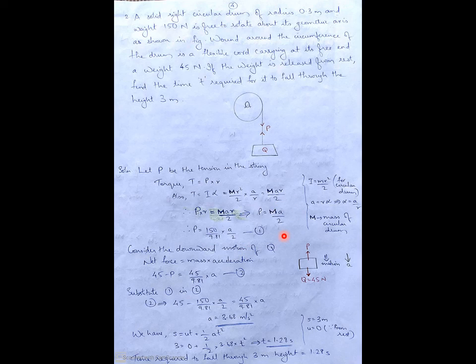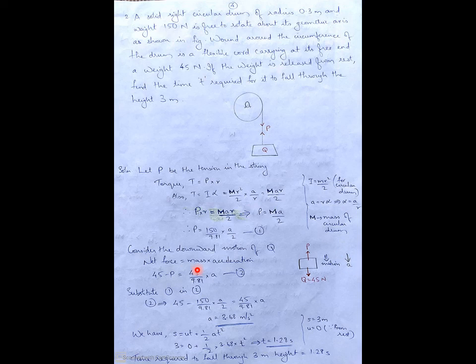Now we will be applying Newton's second law. So the weight is 45 Newton. The direction of motion, this will be acting downwards. If you are representing it as a free body diagram, 45 Newton acting downwards. P is the tension, it is acting upwards. Direction of motion is downwards. A is the acceleration, it is acting downwards.